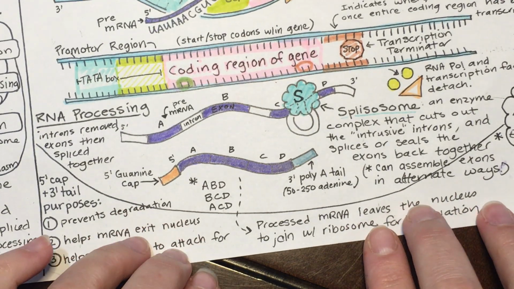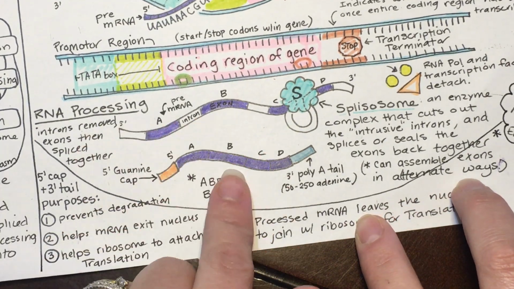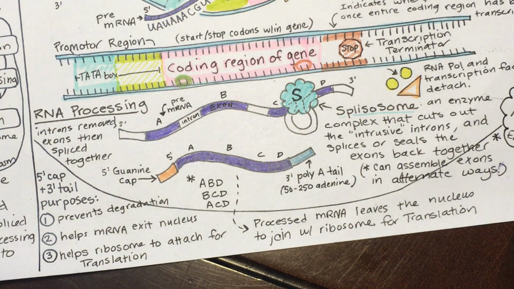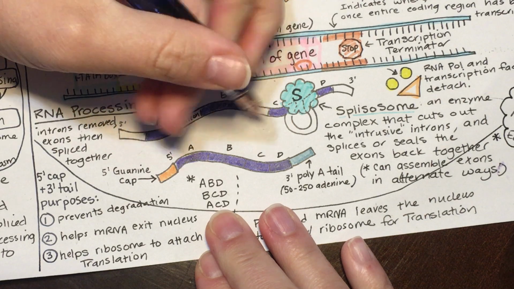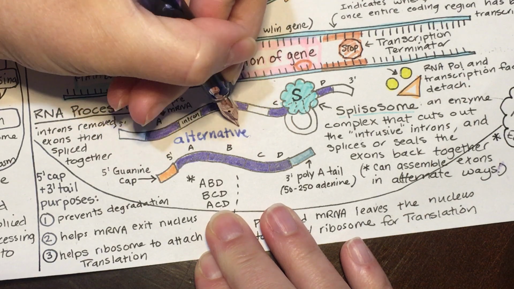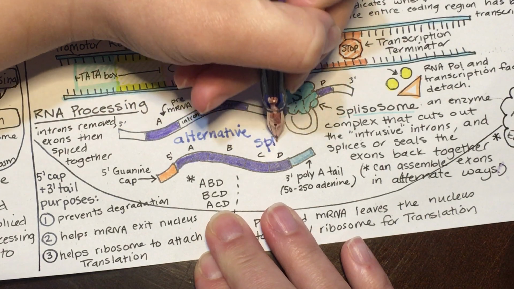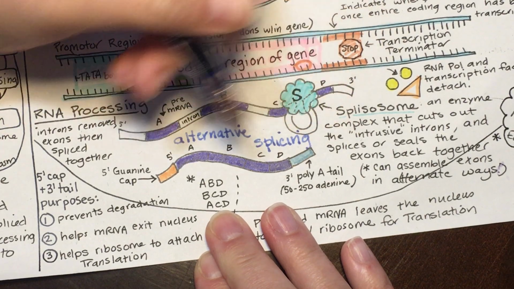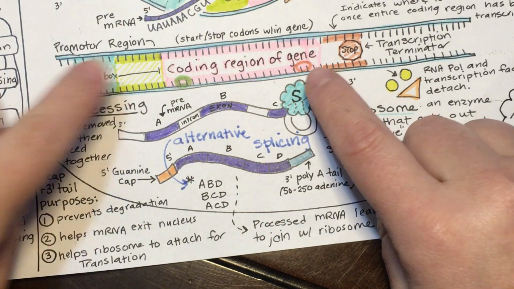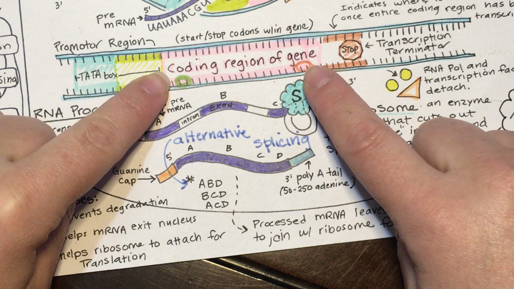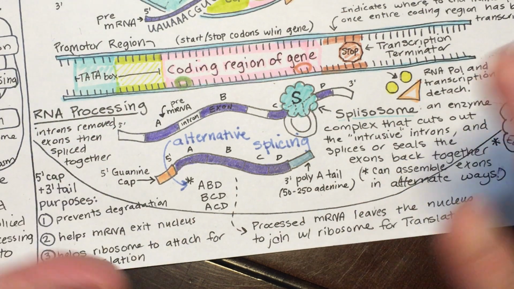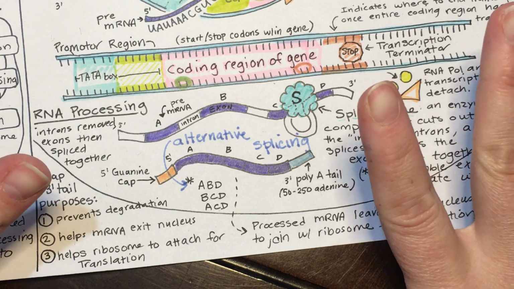So one of the really cool things about RNA processing and these alternative splicings of introns, or excuse me, exons, alternative splicing, and doing it in different ways, is that one gene can actually encode for multiple different protein products, which, if that's not blowing your mind, stand by.